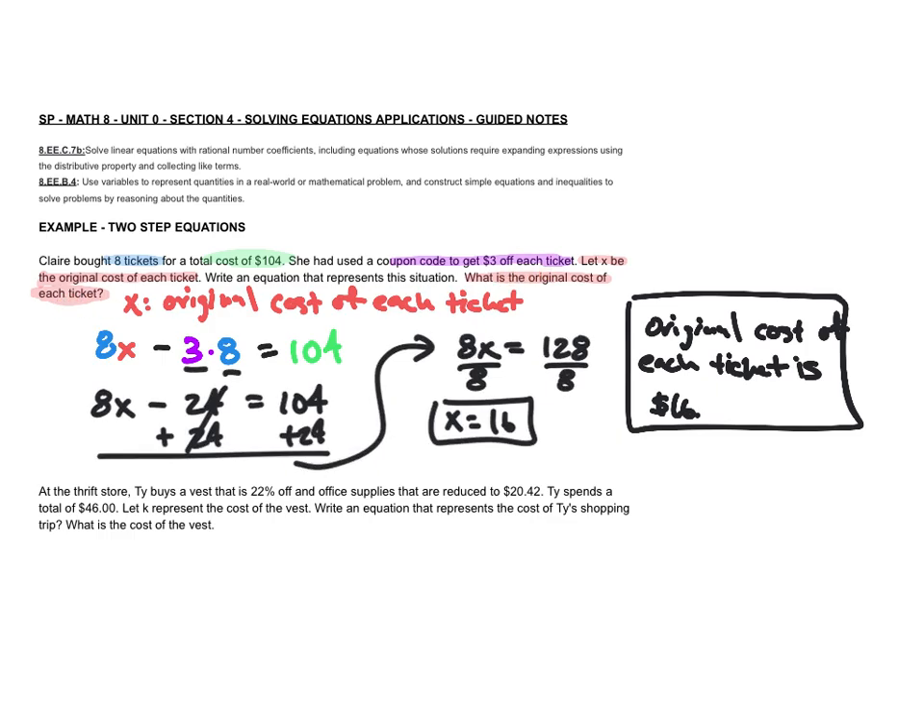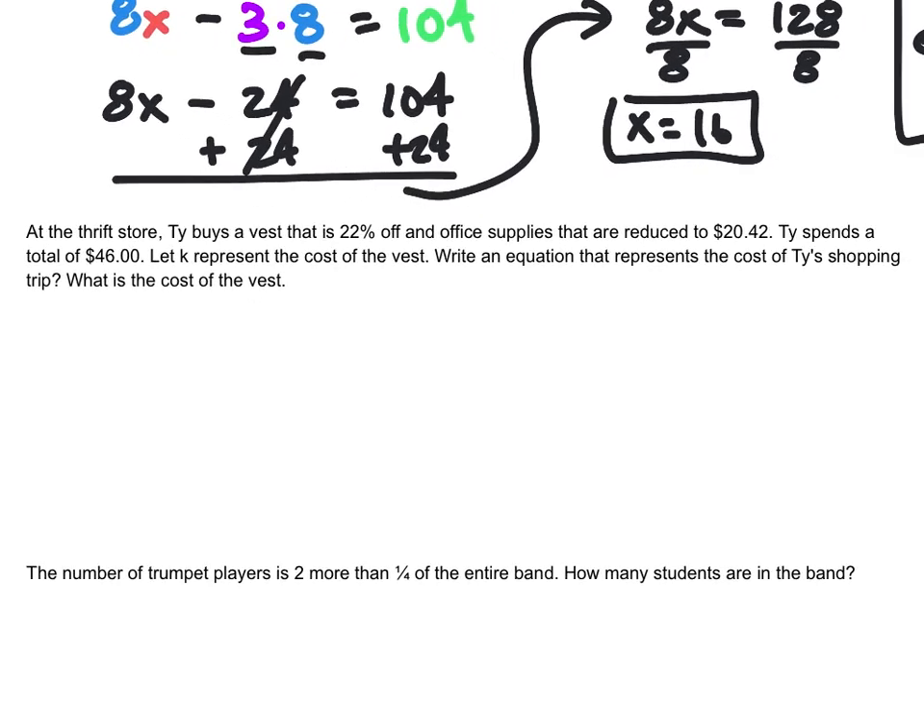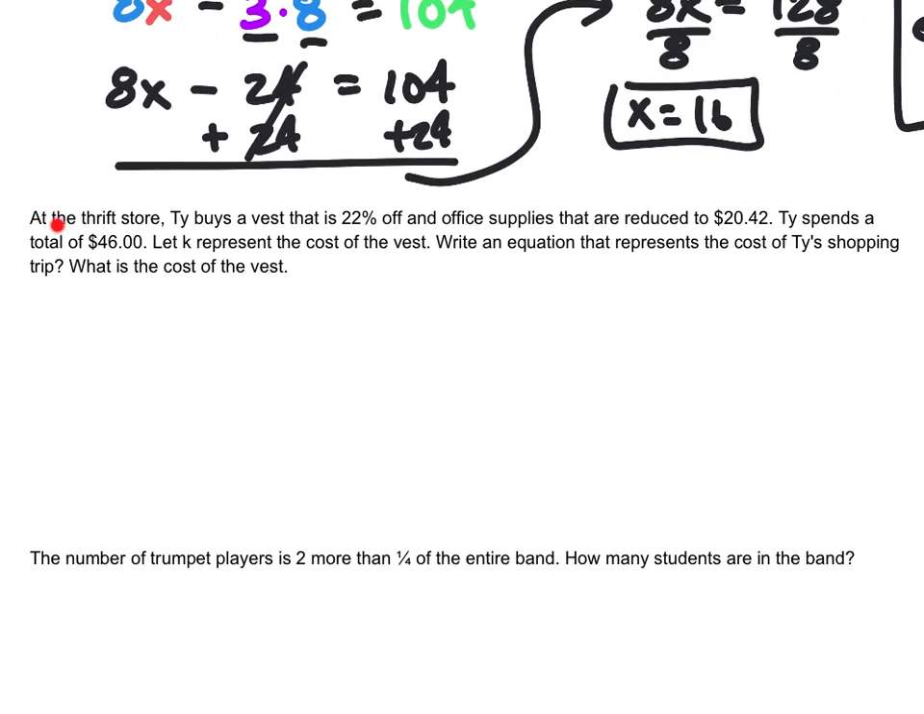All right, let's take a look at this next one. This one says, at the thrift store, Ty buys a vest that is 22% off and office supplies that are reduced to $20.42. Ty spends a total of $46. Let K represent the cost of the vest. Write an equation that represents the cost of Ty's shopping trip. There shouldn't be a question mark there. And it says, what is the cost of the vest?